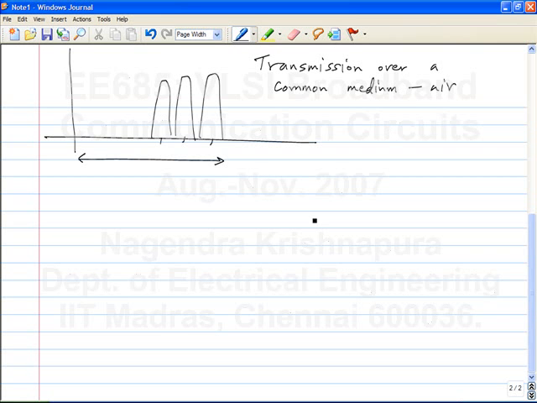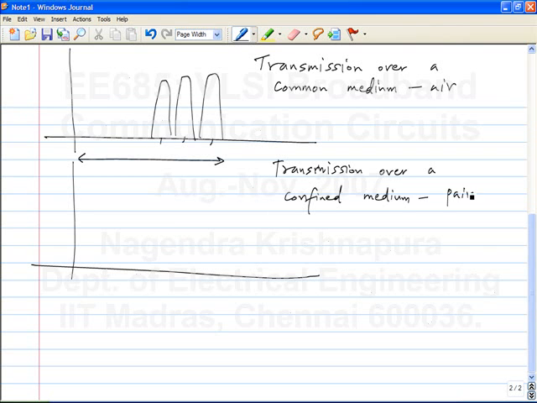Now the medium may not always be common. For every signal that you need to transmit, you can have a pair of wires between point A and point B, wherever you want to transmit. In that case, you are not constrained by this. You can occupy the entire range of usable frequencies. I have not defined what usable frequency is. It depends on the situation. It basically means the range of signals that you can conveniently process. That's all. So if you have transmission over a confined medium, for instance, a pair of wires, right?